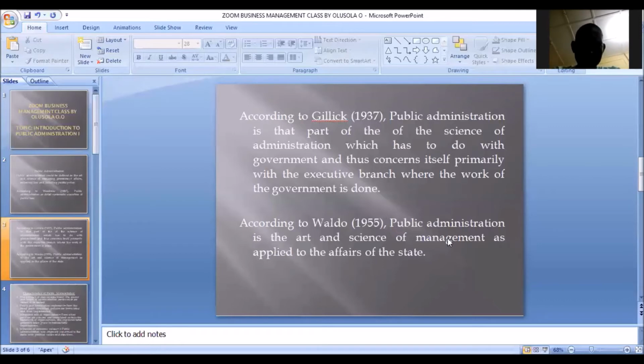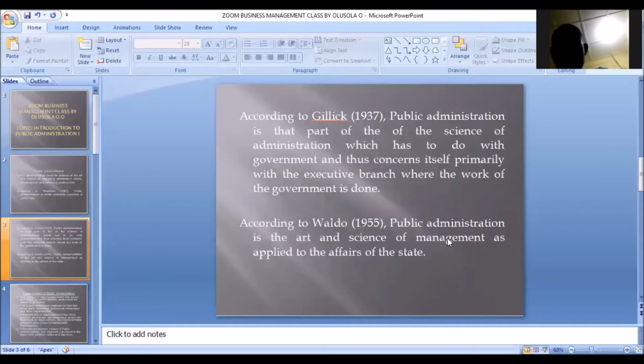Now, according to Waldo, 1955, public administration is the art and science of management as applied to the affairs of the state. You see now, no state can survive without public servants. No state can survive without civil servants, because these are the two children of the state. Yes, public servant and civil servant are the children of the state or government.